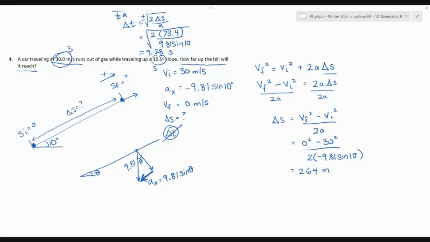Cos theta. You're going to be using cos theta later when we start talking about forces and the normal force. But for now, you don't need to use cos theta in this lecture at all.